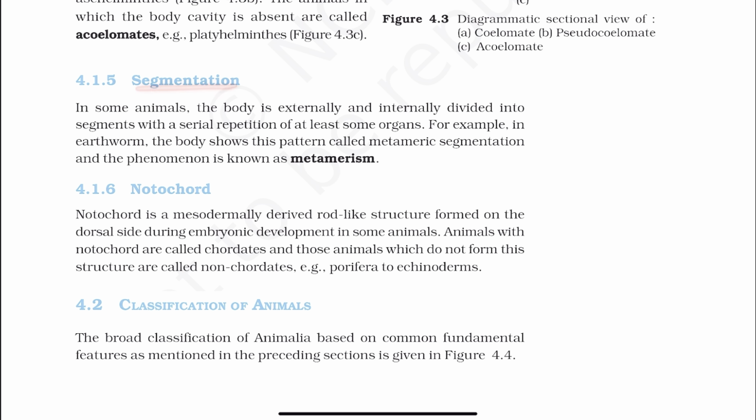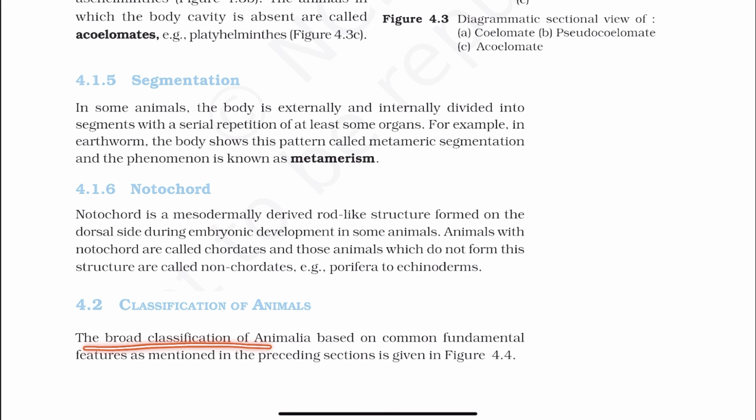4.1.5 Segmentation. In some animals, the body is externally and internally divided into segments with a serial repetition of at least some organs. For example, in earthworm, the body shows this pattern called metameric segmentation, and this phenomenon is known as metamerism. 4.1.6 Notochord. Notochord is a mesodermally derived rod-like structure formed on the dorsal side during embryonic development in some animals. Animals with notochord are called chordates, and those animals which do not form this structure are called non-chordates. Example: Porifera to Echinoderm.